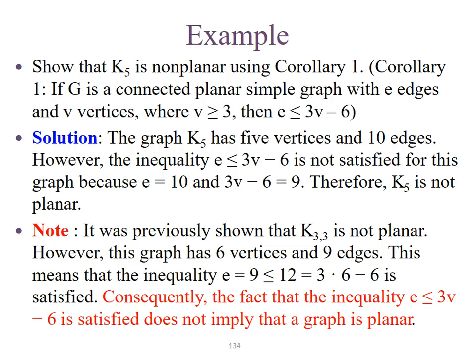But one thing you need to notice is K3,3 is not a planar graph, but it satisfies this inequality. So if you remember the logic, P implies Q does not imply Q implies P. Once a graph follows this inequality, can you claim that the graph is planar? No, right? Because P implies Q is only logically equivalent to not Q implies not P. It is not equivalent to Q implies P. So this is one thing you need to notice: do not misuse this corollary.